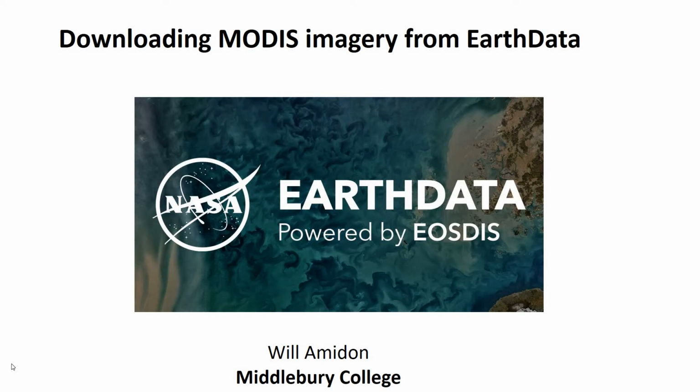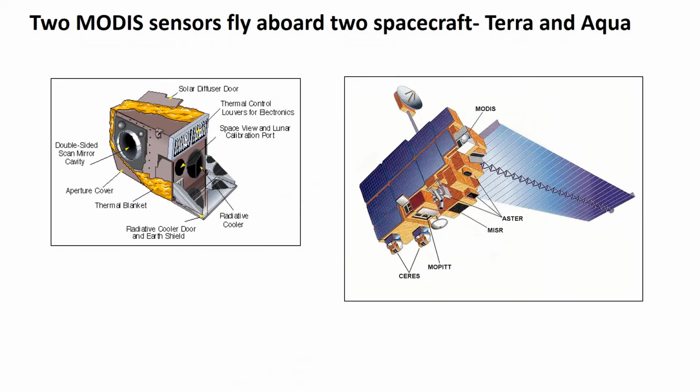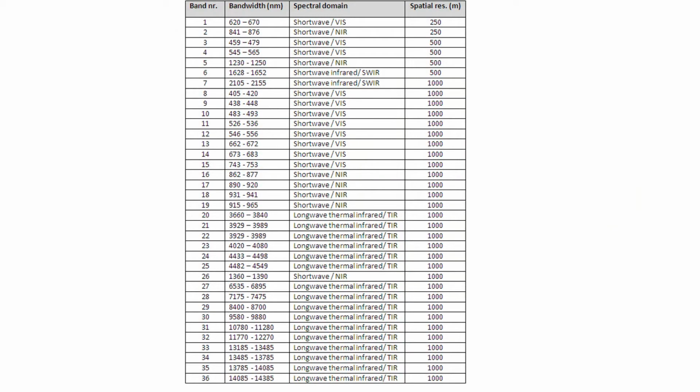Hey everybody, welcome to this video where I'm going to show you how to download MODIS imagery from EarthData. So the MODIS sensor is really cool. There's actually two of them, and they fly aboard two different spacecraft, one named Terra and one named Aqua, that focus respectively on land and water. And the coolest thing about the MODIS sensors is that they have 36 spectral bands. So they really try to do it all.